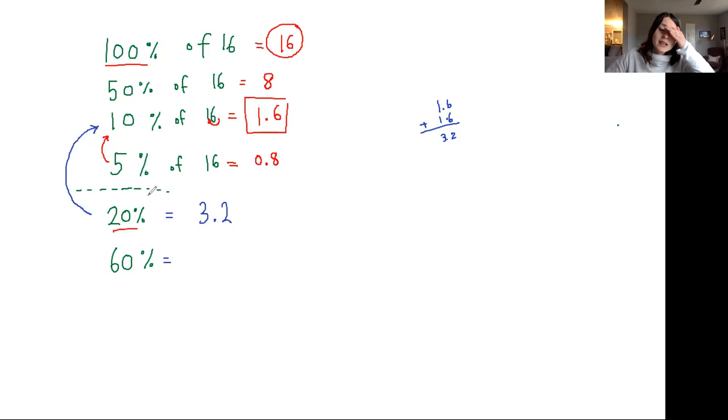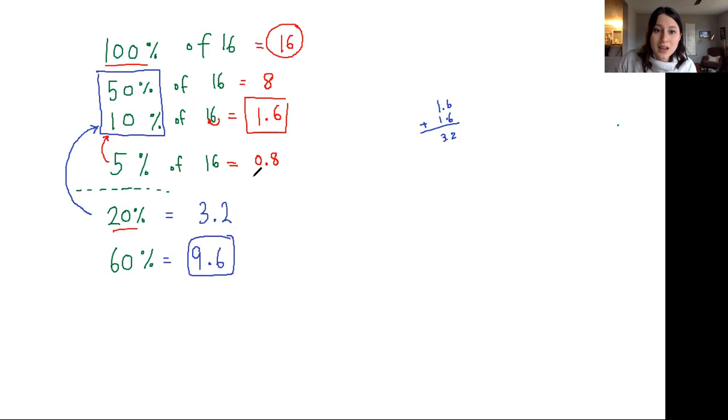Now, if we're looking at 60% of 16, well, isn't that just 50% and 10% added together? Yeah, it's just that added together, right? So I could just do 8 plus 1.6, and the answer is 9.6. So 60% of 16 is 9.6.